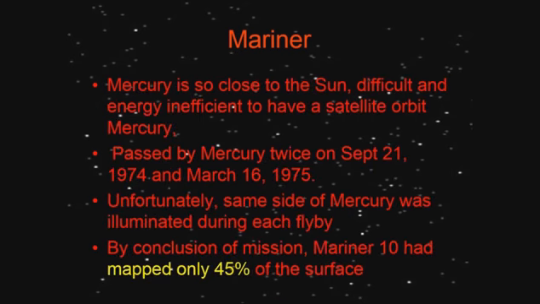So Mercury is so close to the Sun, it was difficult and energy inefficient to go into orbit. So the Mariner 10 probe passed by Mercury twice, once on September 21st, 1974, and again on March 16th, 1975. Unfortunately, the timing of the flyby was pretty poor, and by the end of the mission, Mariner 10 only mapped 45% of the surface because it kept imaging the same places. So we only had a 45% map of this planet up until a couple of years ago.